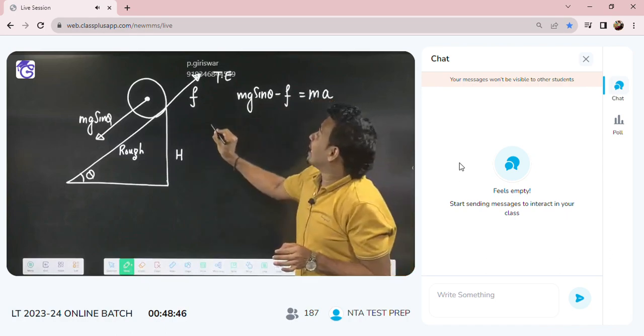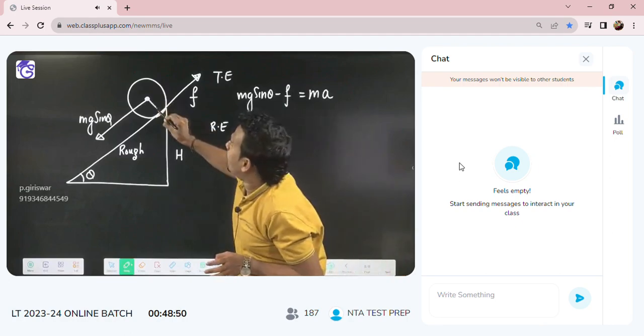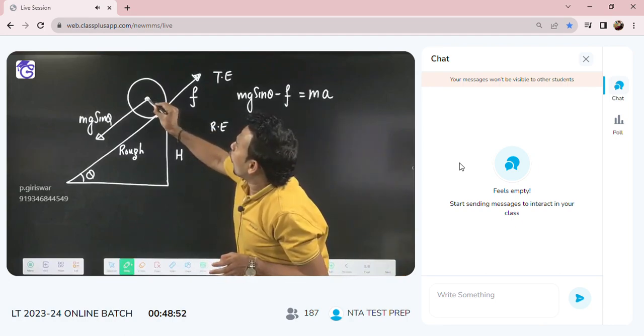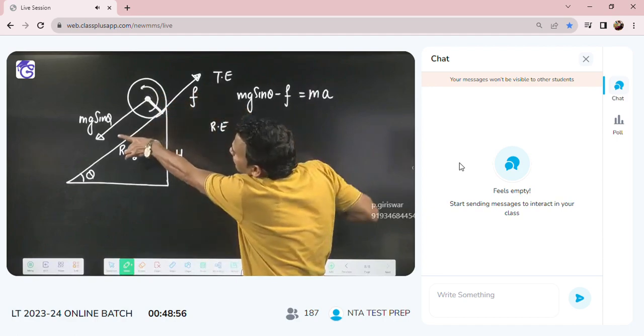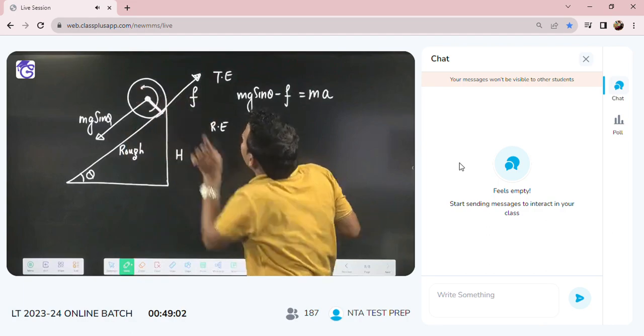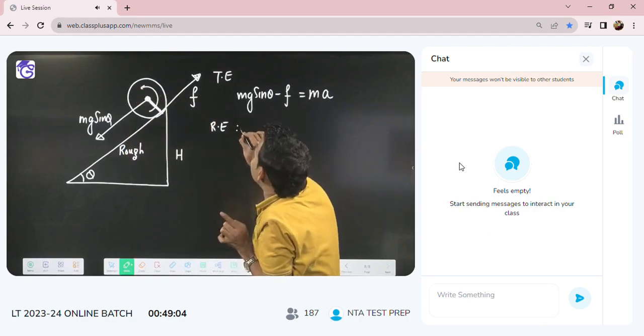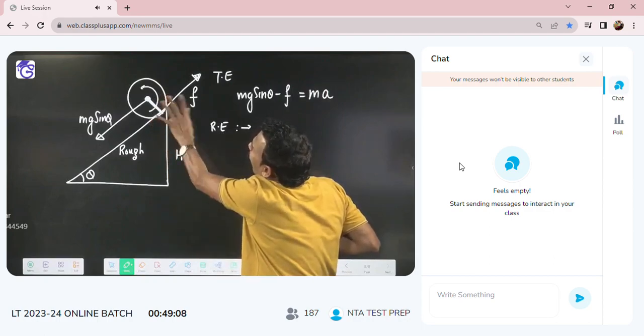And what is the rotational equation? Rotational equation I will write. Now this friction will give torque. You can see, friction will give torque about the center. Mg sin theta will not give you any torque. Friction will give torque about the center. So the rotational equation will come: torque equal to I alpha.